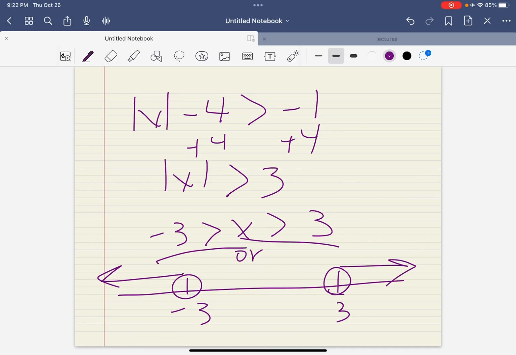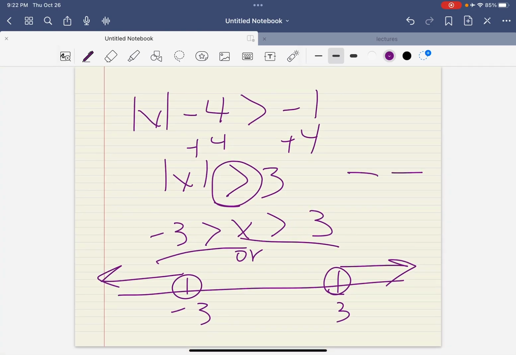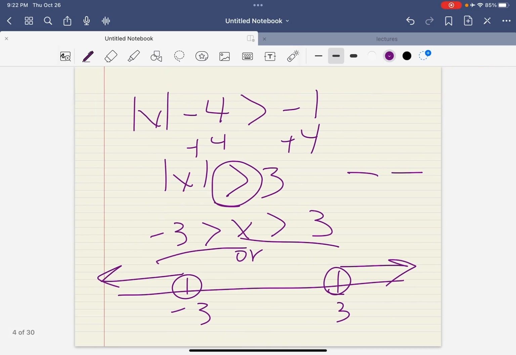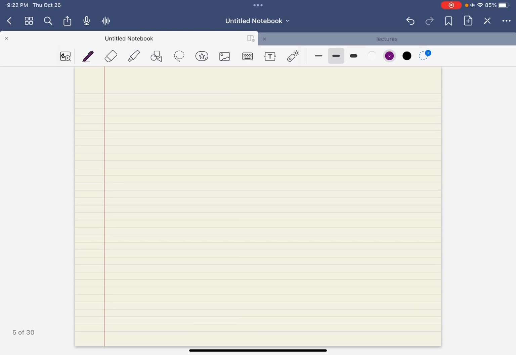So when you simplify an absolute value, if it ends up being absolute value of x greater than, it's always going to go apart from each other. Whereas this one was absolute value of x less than, so that's going to come together. Could be closed dots, but for that, just so you can remember the difference. Greater than goes away from each other, and less than comes together.